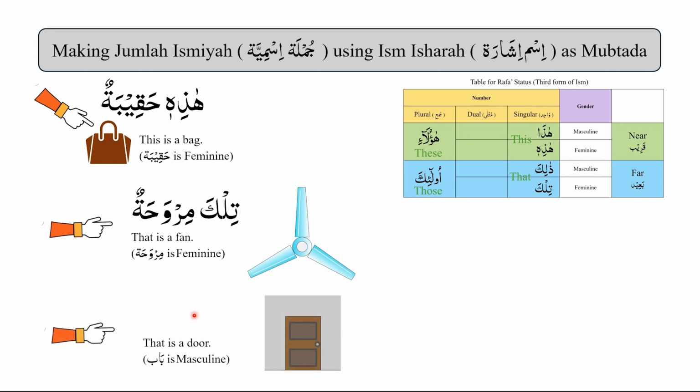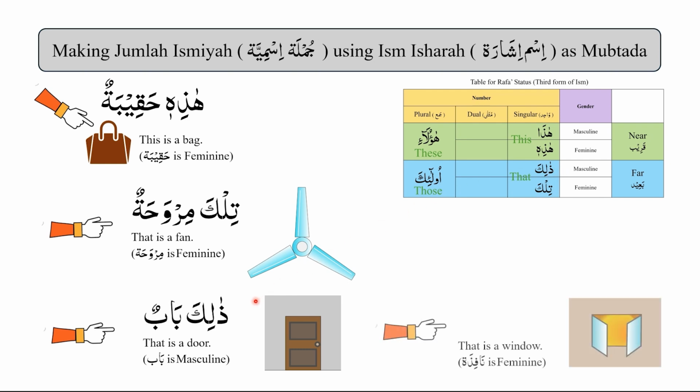That is a door. Door is masculine and singular and far. So we will pick zalika and we will say zalika babun. That is a window. Window is nafiza. It is feminine because of the presence of the round ta at the end of the ism. So we will need to pick far, feminine and singular, and we will say tilka nafizatun.